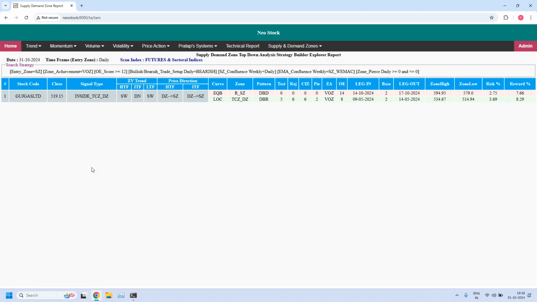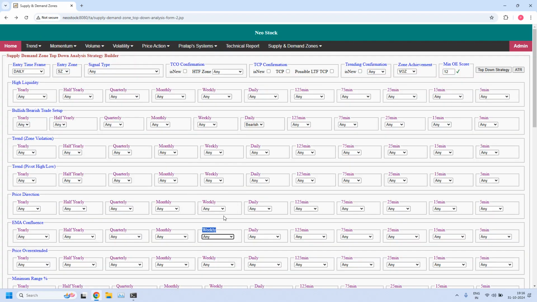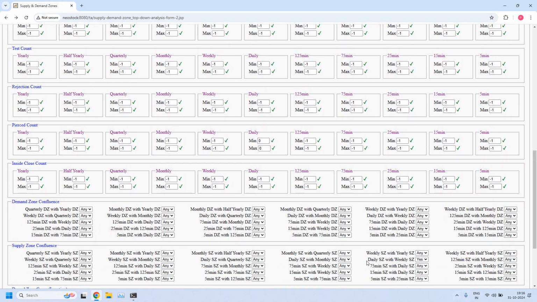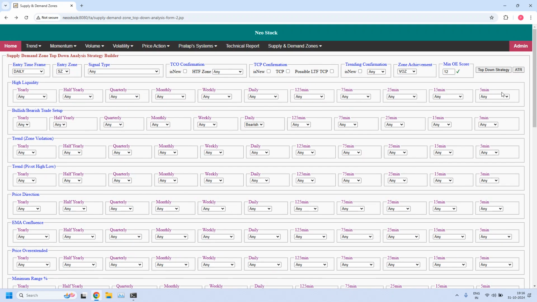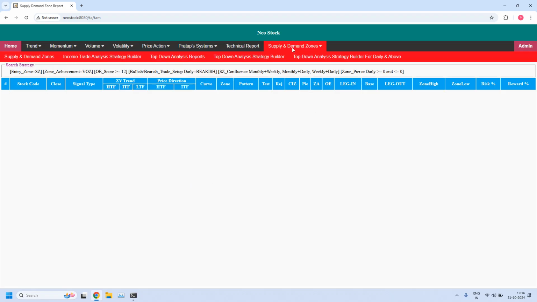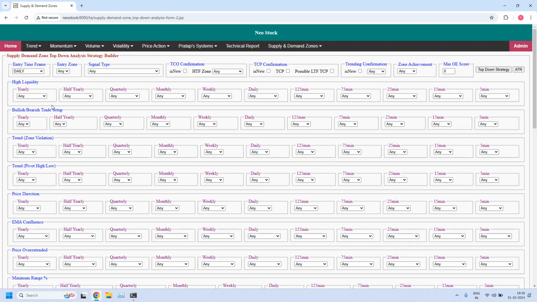Okay, next let us look for any LTF, ITF, HTF confluence stocks are available. I am removing this EMA filter. Now in the supply zone confluence, three filters we need to set. First filter is already enabled. Second filter, daily supply zone with monthly supply zone confluence. And third filter, weekly supply zone with monthly supply zone confluence. With all the three filters, LTF, ITF, HTF confluence, we did not get any stocks. Okay, anyway, we got stocks only based on LTF and ITF confluence, high probability setup stocks, but not based on LTF, ITF, HTF confluence.